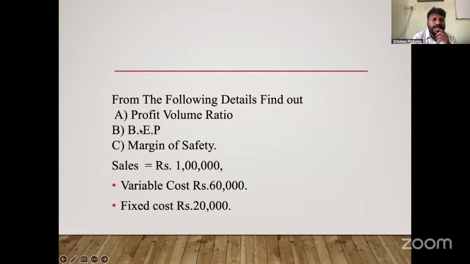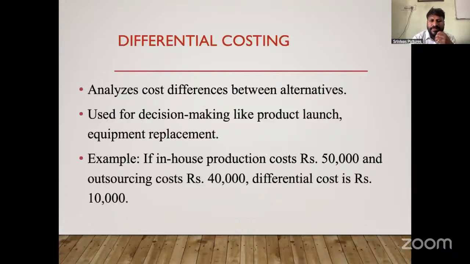Next, the calculation of break-even point. What is our formula? Fixed cost divided by PV ratio. So total fixed cost of 20,000 divided by 0.4, that is 40%, gives 50,000 as the break-even point. Margin of safety is sales minus break-even point. So 1 lakh minus 50,000 is the margin of safety. I'll show the answer also. The answer is not given.